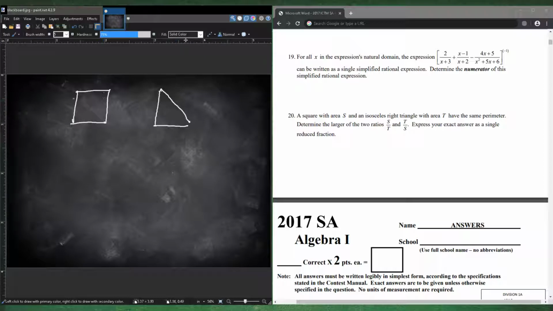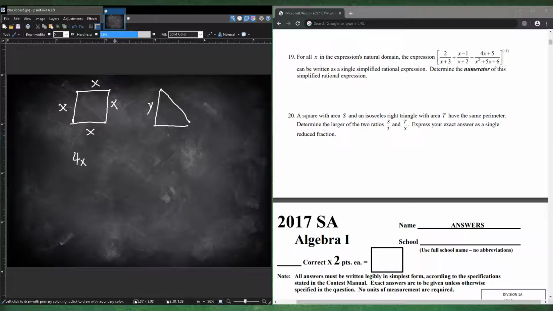Okay, so let's call our square side length x. So that is x plus x plus x plus x. That's 4x. So that means these three side lengths of the triangle have to add up to 4x for our perimeter. So how do we know what this is? Well, let's think about it.